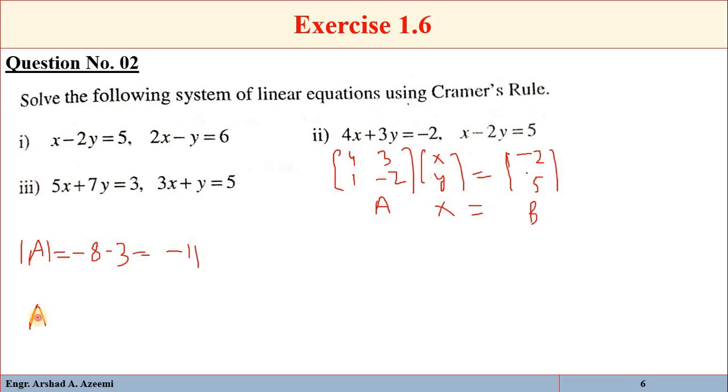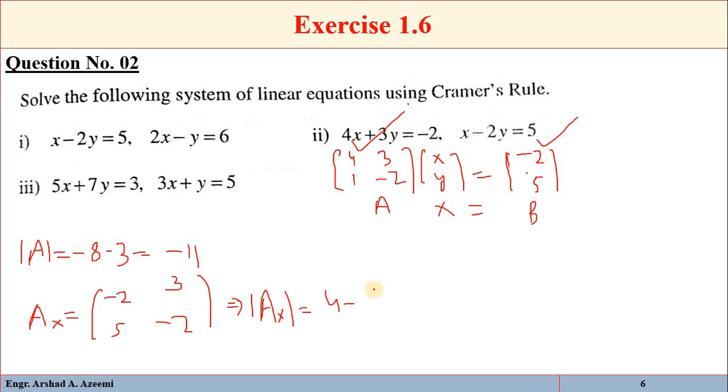Now first find out the AX matrix. It will be equal to, replace the first column by matrix B, so that is minus 2 and 5, 3 and minus 2. Okay, now the determinant of AX matrix is equal to minus 2 multiplied by minus 2, it is 4, minus 3 multiplied by 5, that is 15, so it is equal to minus 11.